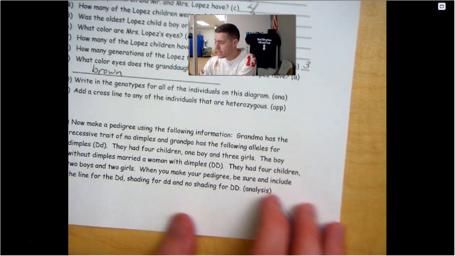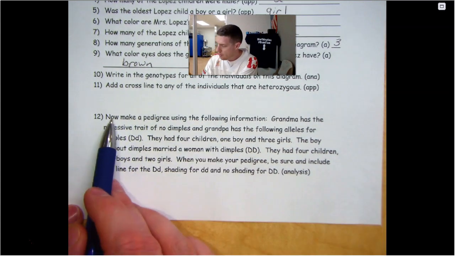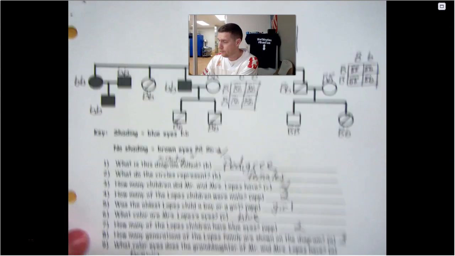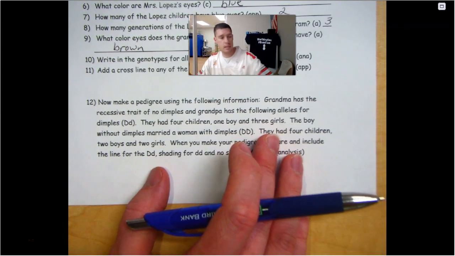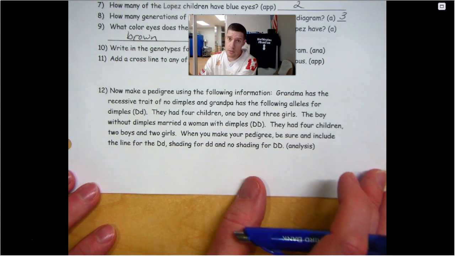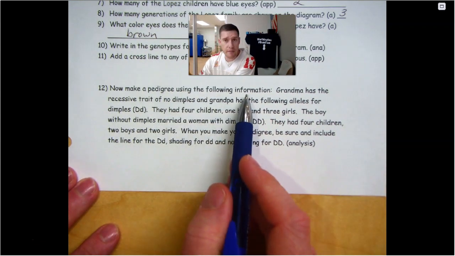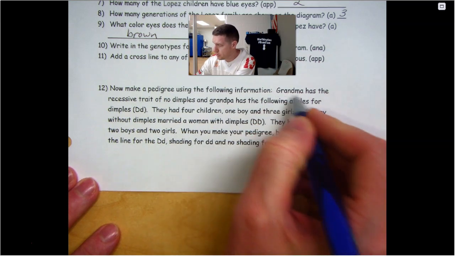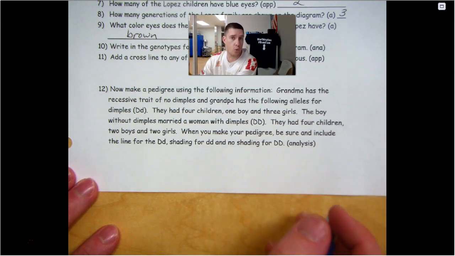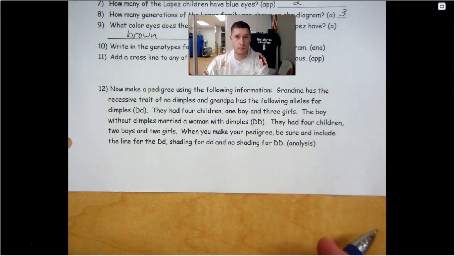So let's read what number 12 is asking us to do. Number 12. Make a pedigree. So now you're going to draw one of these. Okay? This is the next step in learning, as you are trying to learn how to work with them, let's learn how to draw one too. Make a pedigree using the following information. Okay? Here's the information. It starts with the most important word you're going to read in this whole line. Grandma. Okay. That is a huge clue.